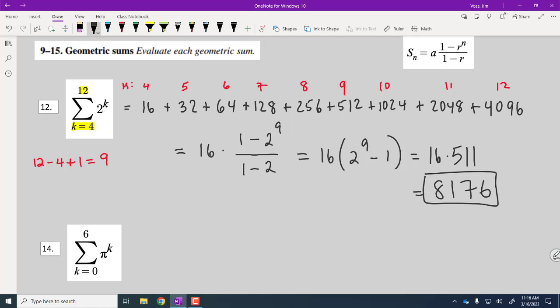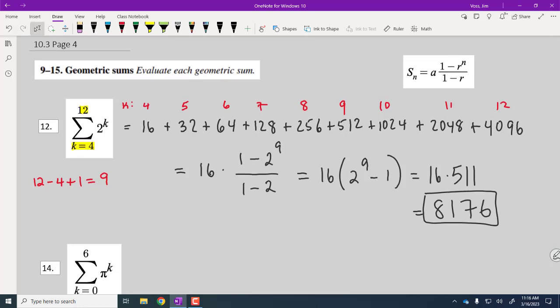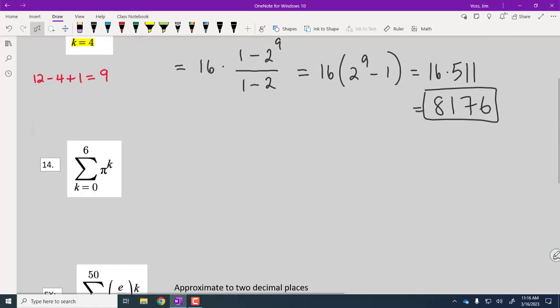So these are partial sums, finite sums, not infinite. These are harder than the infinite sums. Remember, the infinite sum formula is just a over 1 minus r. So we'll get to that in a minute. So let's go here.